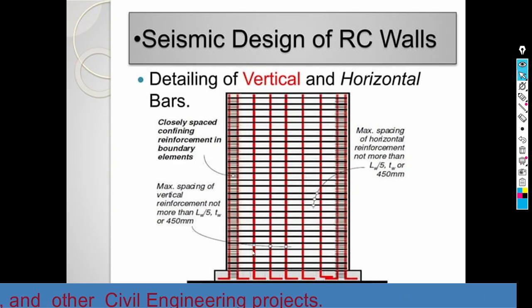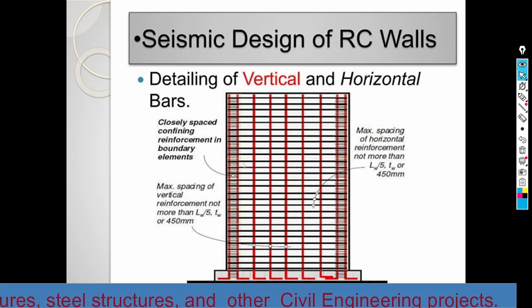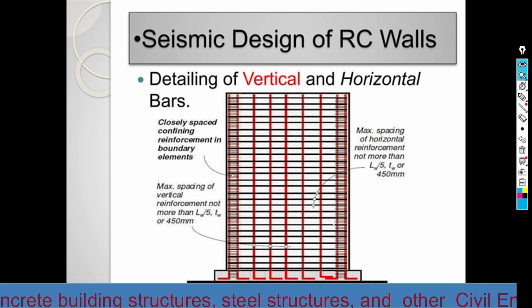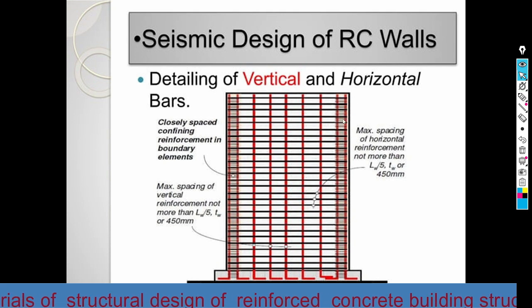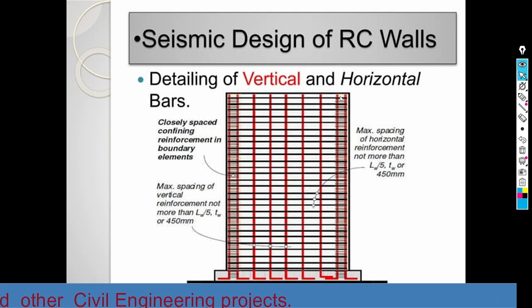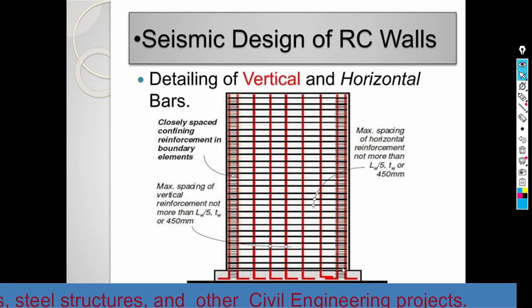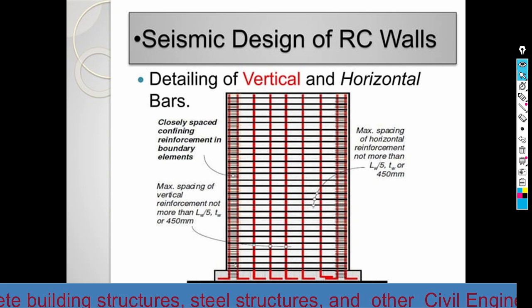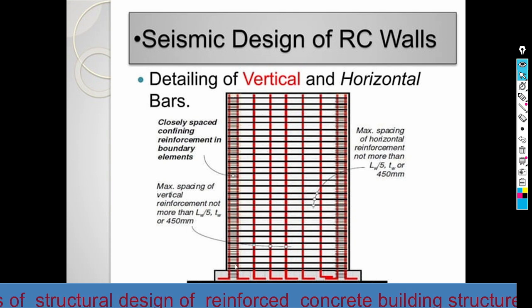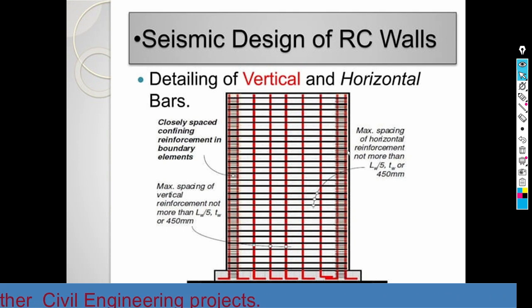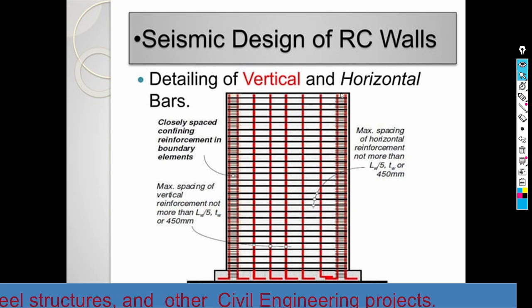And this is a wall having a boundary element at the ends. Here, as you see, the stresses are higher at the extreme ends of the shear wall. So in order to accommodate the effect of the stresses at the ends of the shear wall, we need to provide the boundary element.